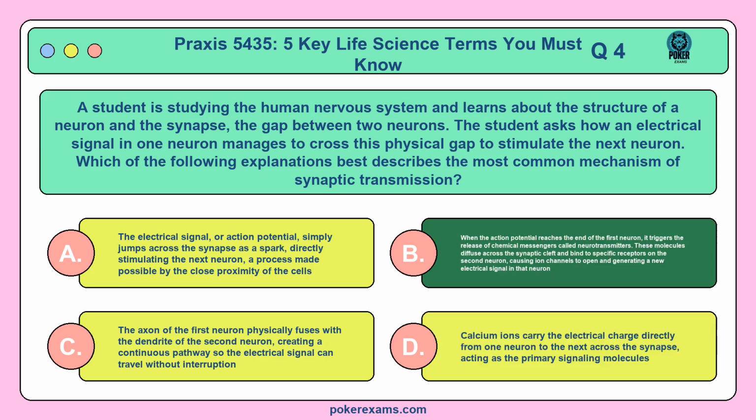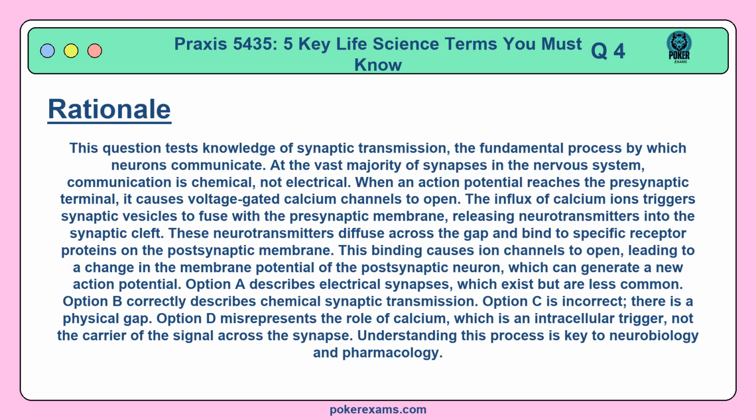The correct answer is B. This question tests knowledge of synaptic transmission, the fundamental process by which neurons communicate. At the vast majority of synapses in the nervous system, communication is chemical, not electrical. When an action potential reaches the presynaptic terminal, it causes voltage-gated calcium channels to open. The influx of calcium ions triggers synaptic vesicles to fuse with the presynaptic membrane, releasing neurotransmitters into the synaptic cleft.